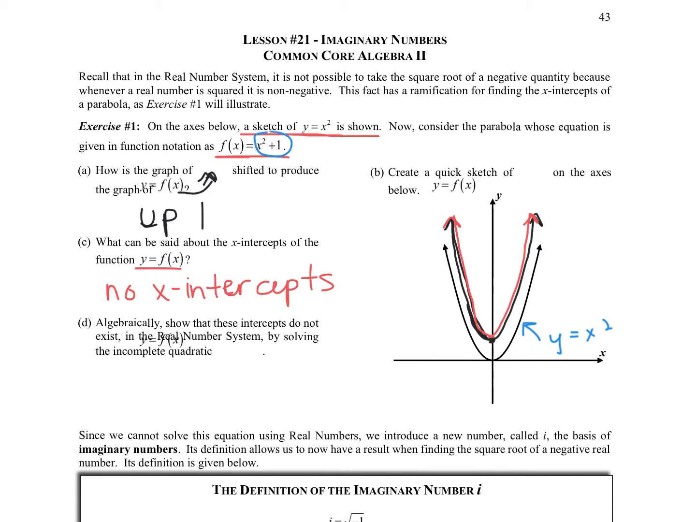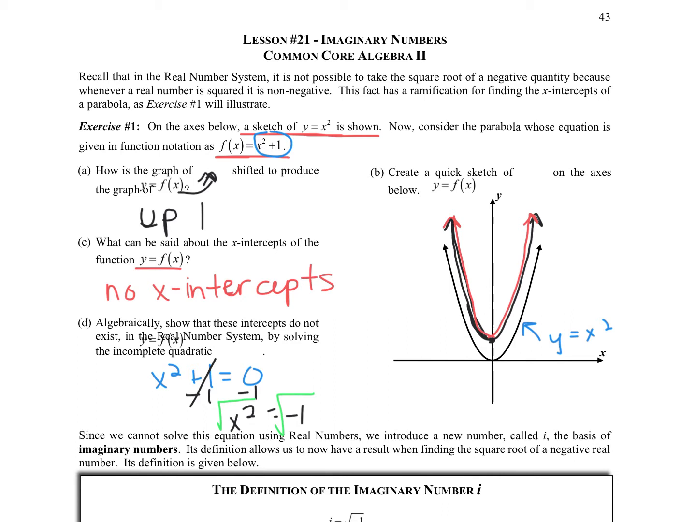So I'm taking this equation, setting it equal to 0, right? That should find our x-intercepts. And we can quickly see if we solve this, it's an incomplete quadratic, right? So I can isolate my x squared. We get x squared equals -1, and when we try to take the square root of that, we can't take the square roots of negatives in the real number system.